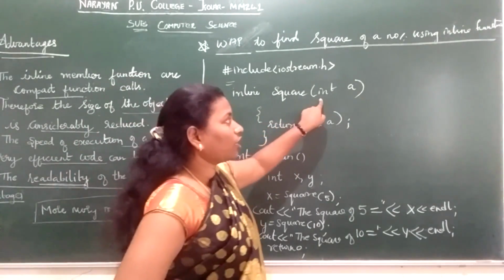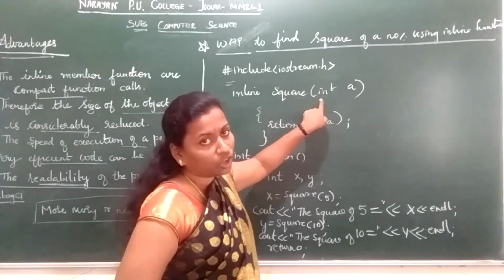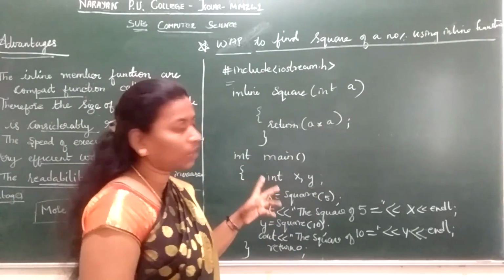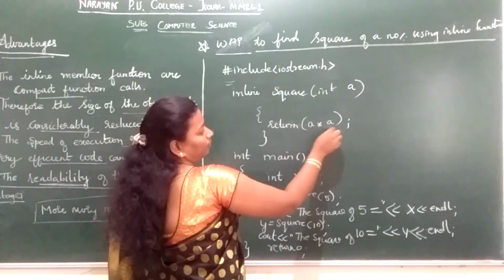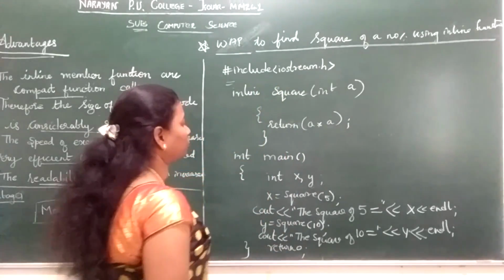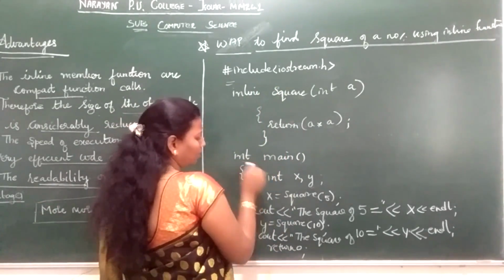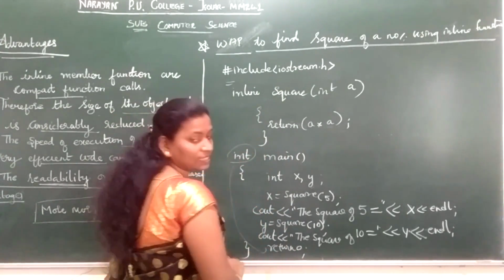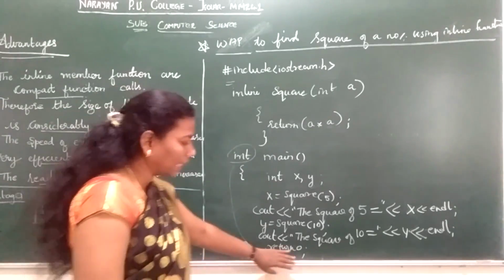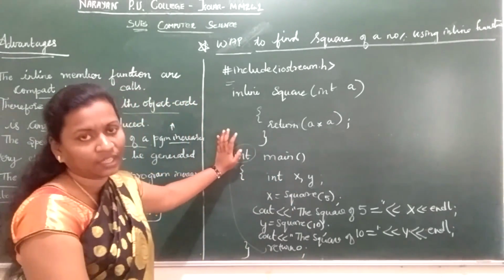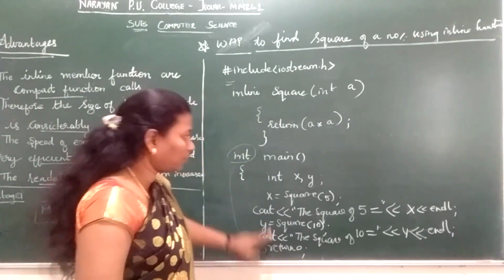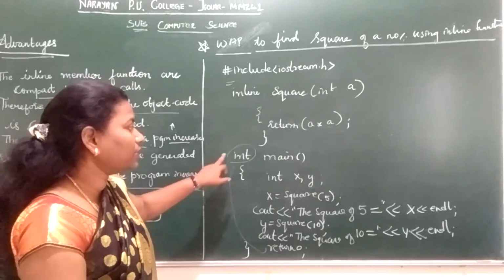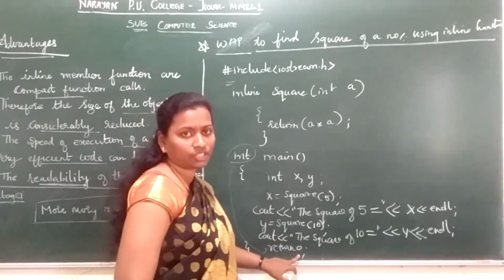What is the argument I am passing? I am passing one argument, that is a. Why? Because we are going to multiply a twice to find the square of a number. So a into a, I am returning to the function call. Because I am writing return 0 here, the return type of the main function is integer. If I don't write any return type, it will be void main. If your program is returning something to the main function, we have to write the return type. Here the return type is integer, because I am returning 0.